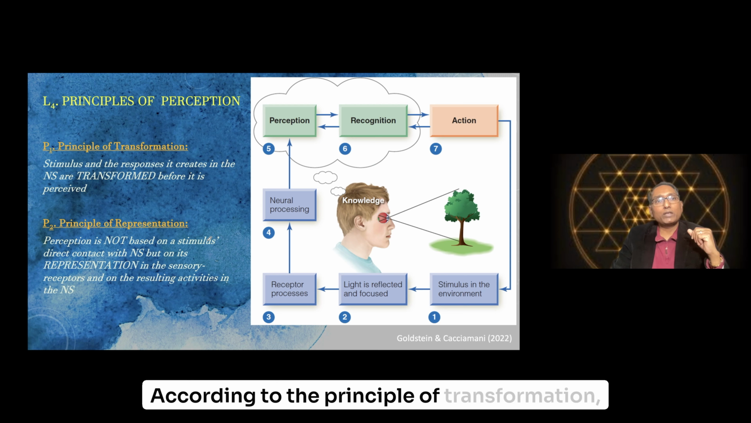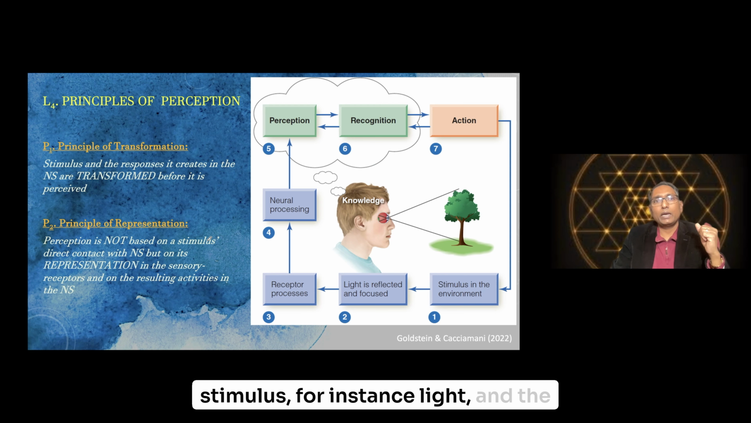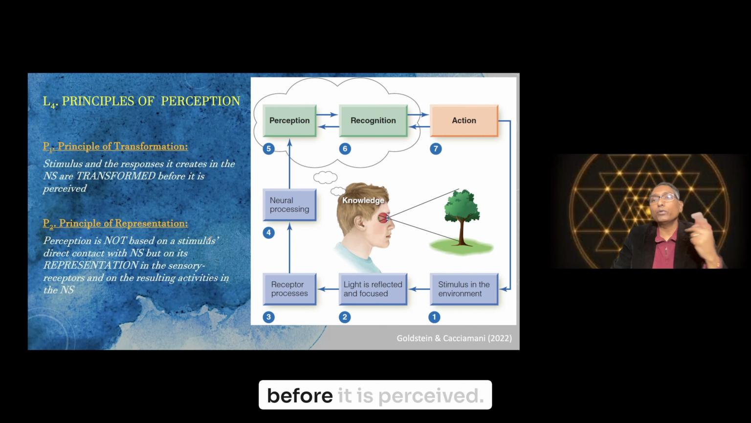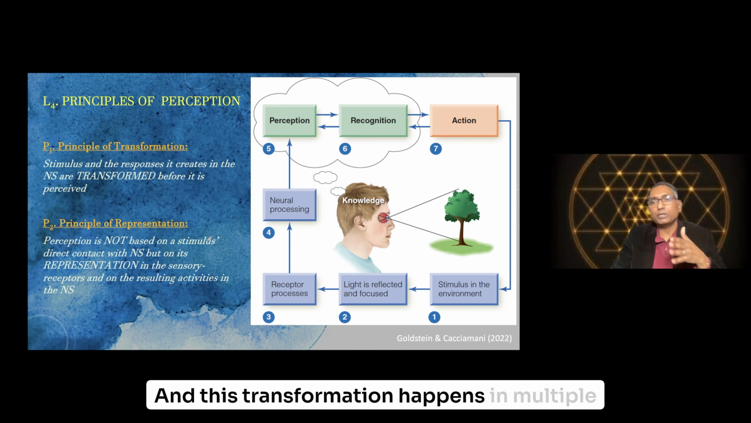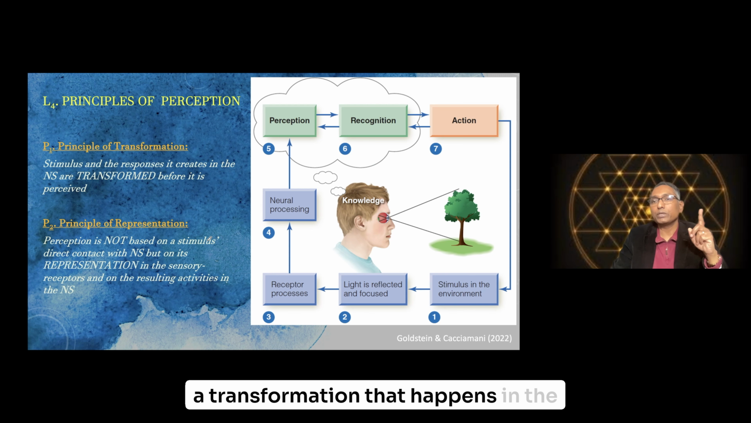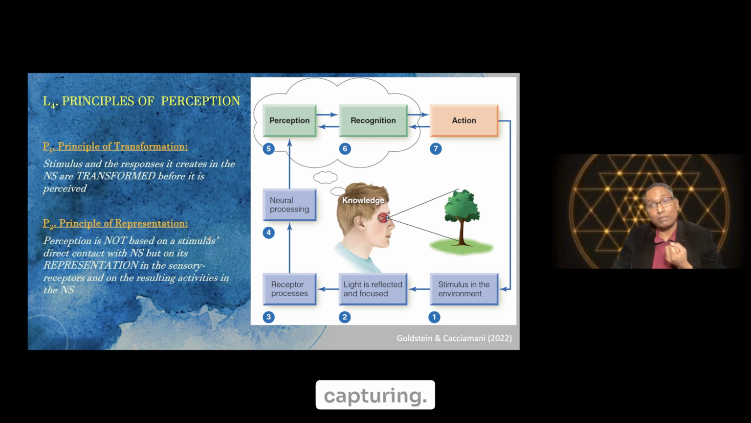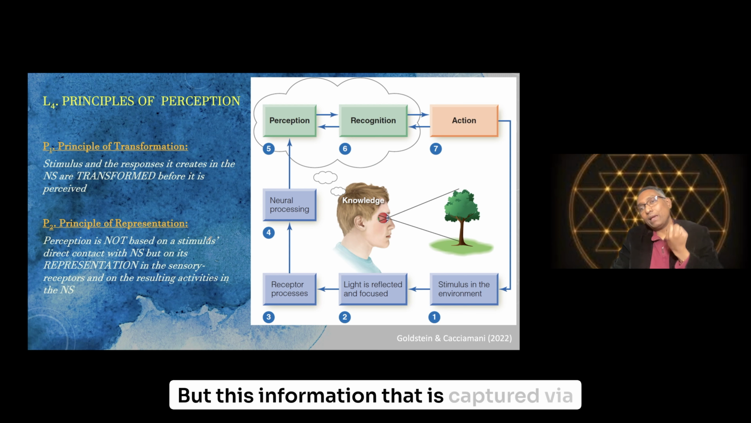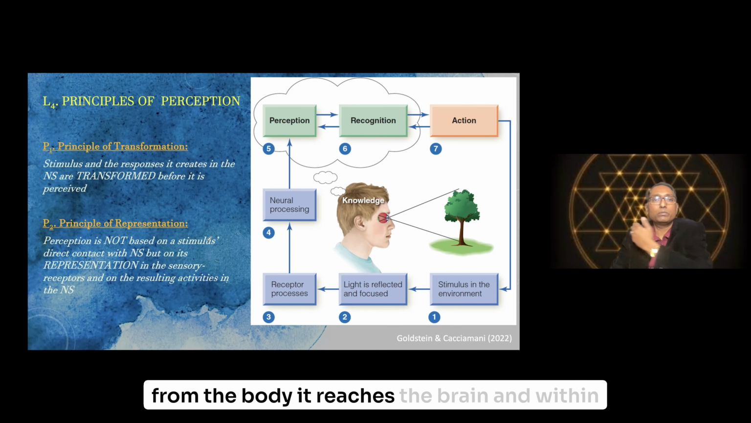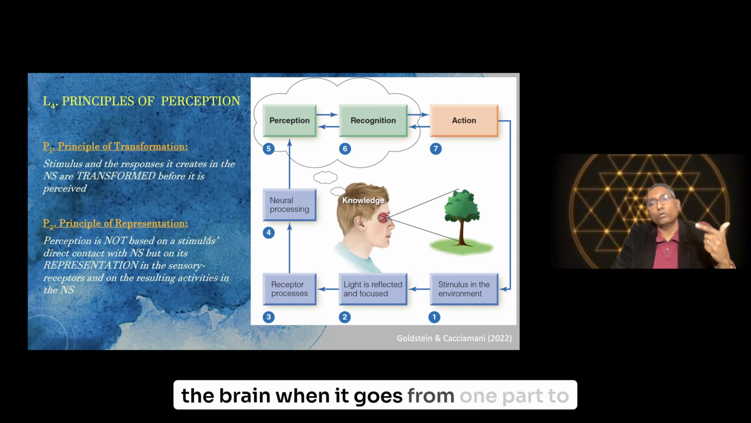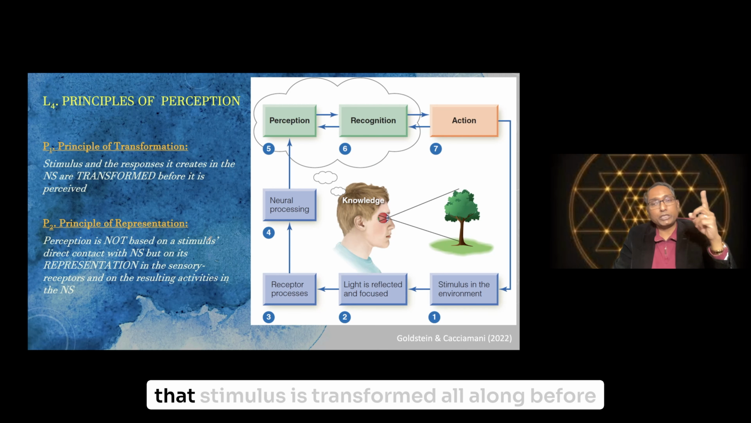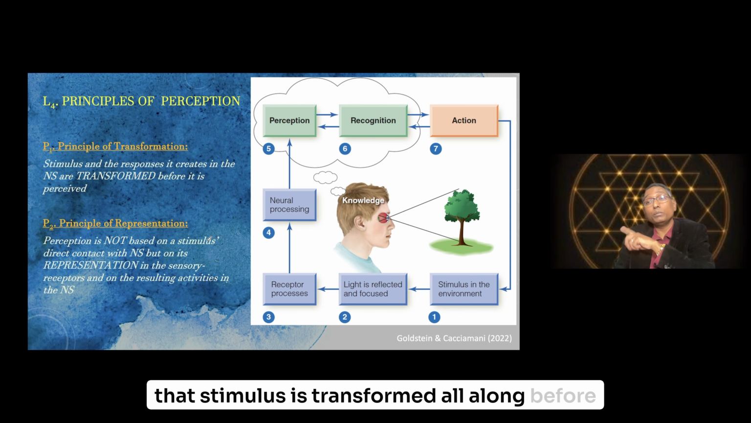According to the principle of transformation, stimulus, for instance, light, and the responses it creates in the nervous system, electrical signals, are transformed before it is perceived. And this transformation happens in multiple stages. The first transformation we talked about was a transformation that happens in the photoreceptors, which results in this capturing. But this information that is captured by receptors also undergoes changes as it goes through different parts of the body and reaches the brain. And within the brain, when it goes from one part to another part. So what transformation is basically saying is that stimulus is transformed all along before it's perceived.